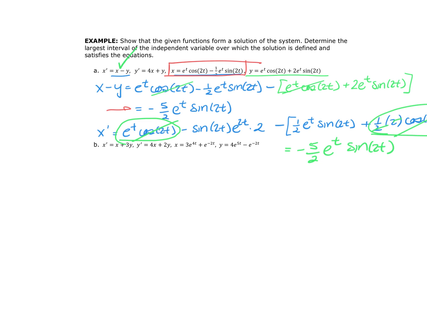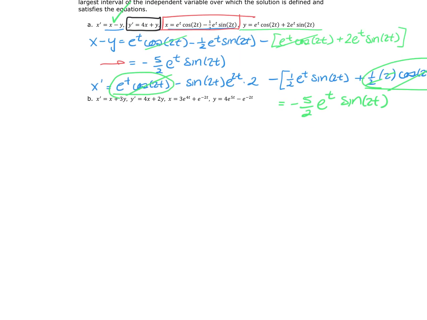Now, I would also have to do the same thing with this one, as I'd go through and make sure the same thing works for y prime, that it's going to be equal to 4 times the x value plus y. And I would do the same thing down here for b. And I'll let you all work on those. And that's it. Nice, easy introduction to differential equations.